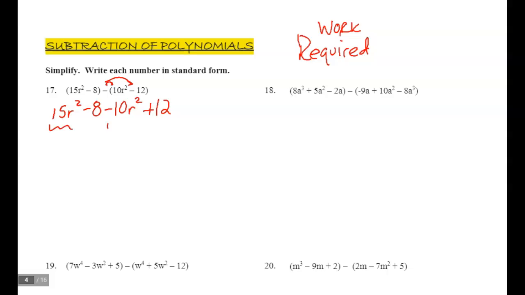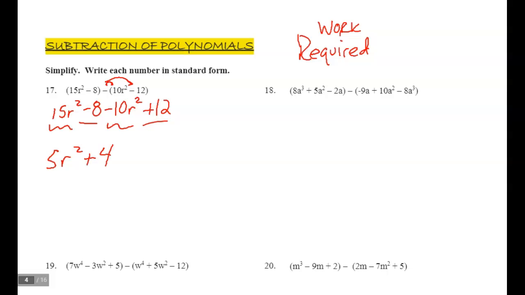So now these combine, and now you might have some addition in here if things were both positive and you're combining like terms, even though it says subtraction up here. If they're both positive, like this 12, you're going to be adding that. But back to the r squared. 15r squared minus 10r squared. It's 5r squared. Negative 8 plus 12, positive 4. That's one way to do it.